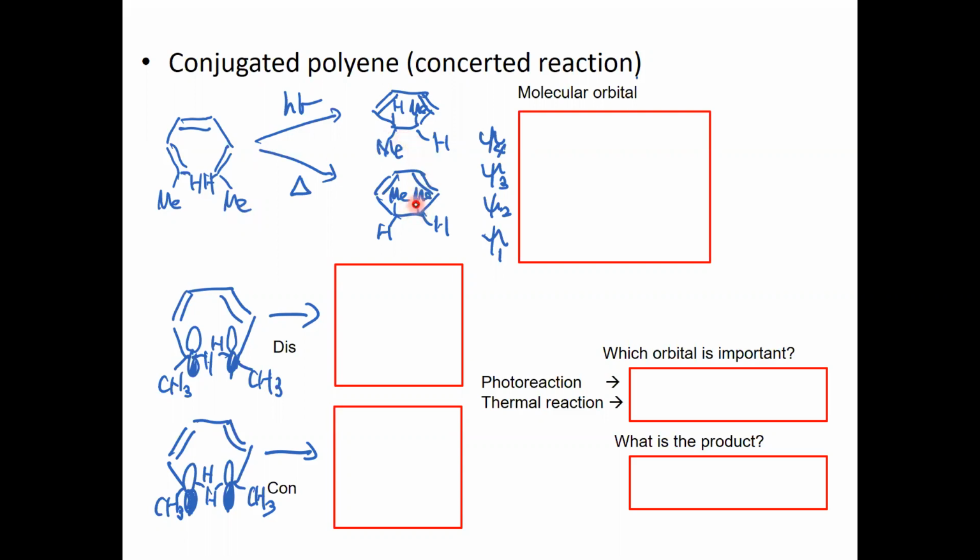But the product species are different depending on whether this is a light-induced reaction. It's a kind of trans-like structure. On the other hand, in some cases the methyls are on the same side. So why does this happen? It could be explained by the frontier orbital.